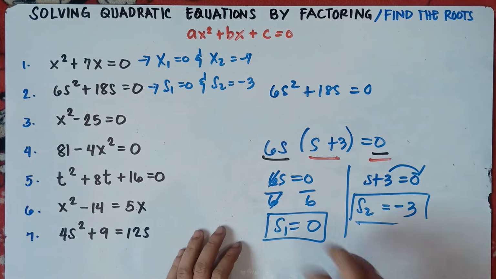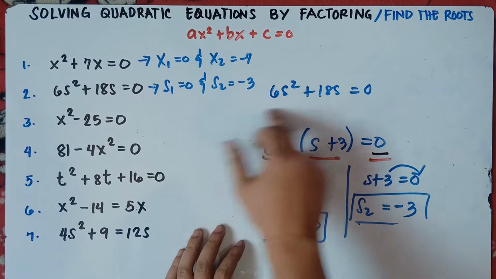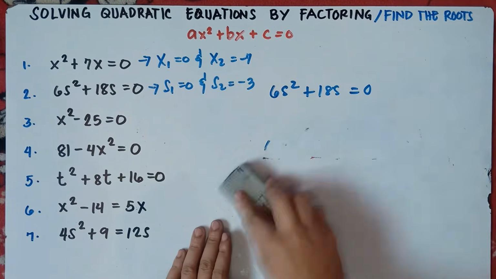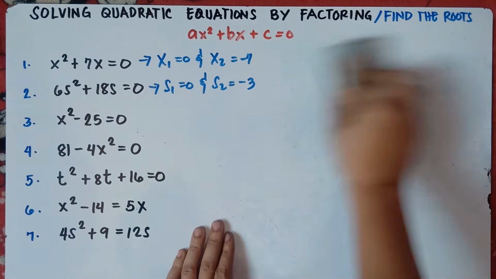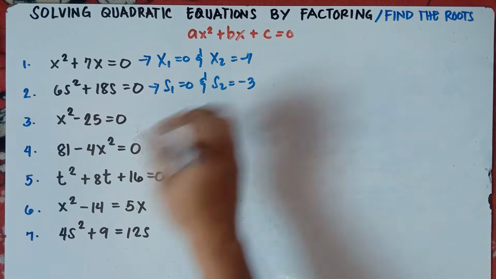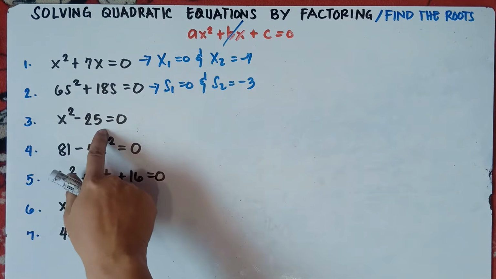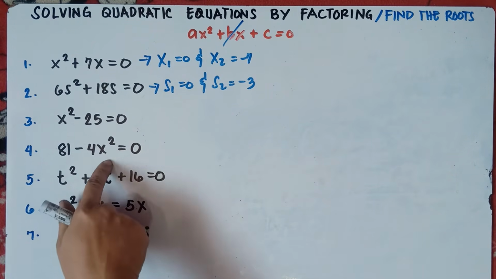Once again, if you want to check your answer, you simply substitute this value into the given equation. So let's try number 3. For number 3 and number 4, check the equation. For numbers 3 and 4, you don't have the value of bx. You have the quadratic term and you have the constant.